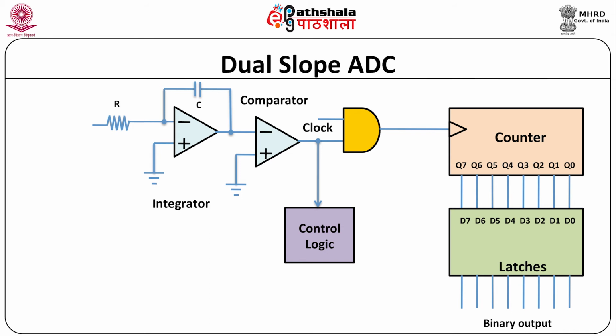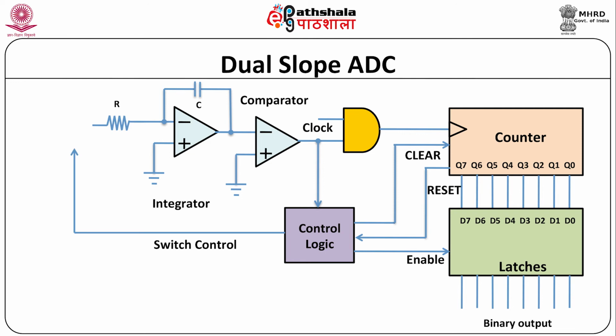One of the inputs to the control logic is the comparator output. Control logic also receives another input from the counter as the reset signal. It generates an enable signal for the latches to store the binary output of the counter after the conversion process is over. In addition, the control logic also provides a clear signal for the counter to clear the count before the commencement of the conversion process.